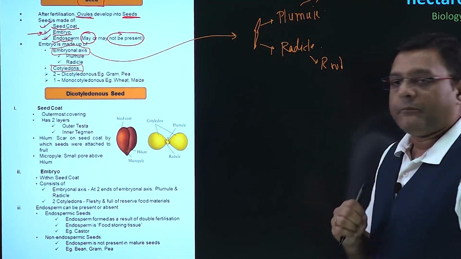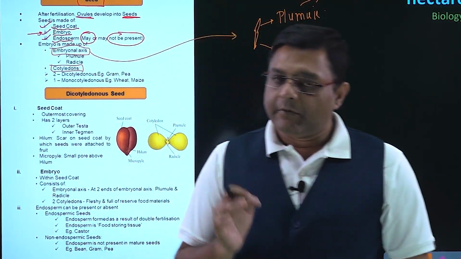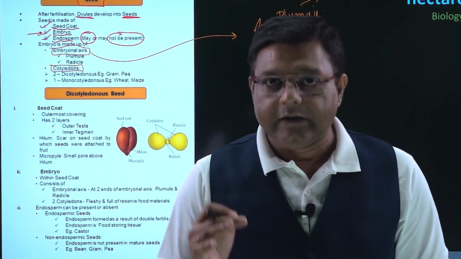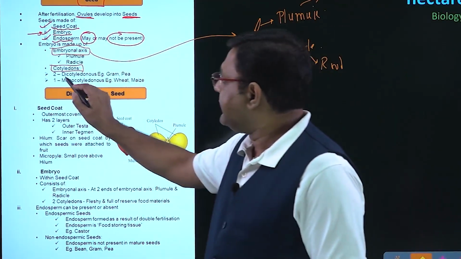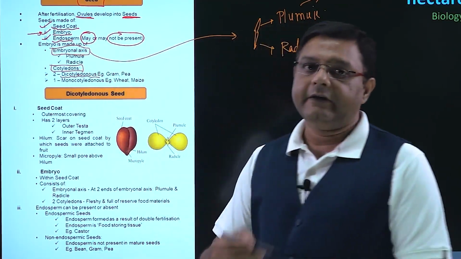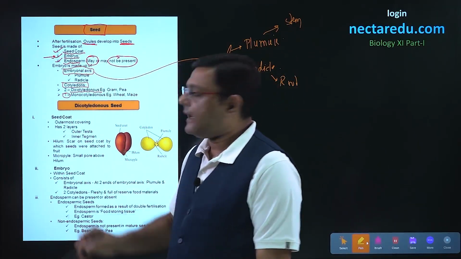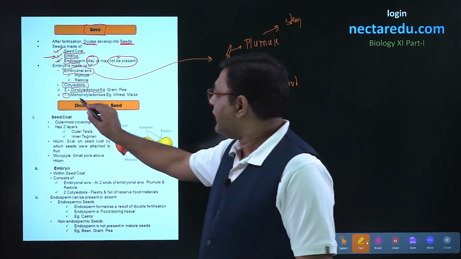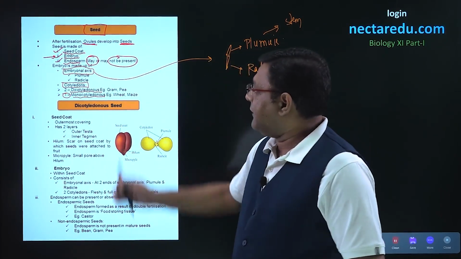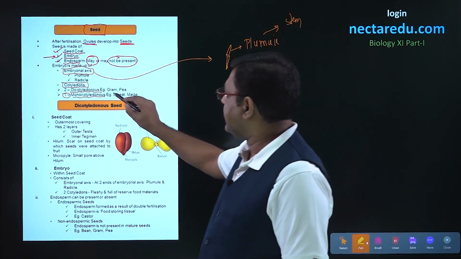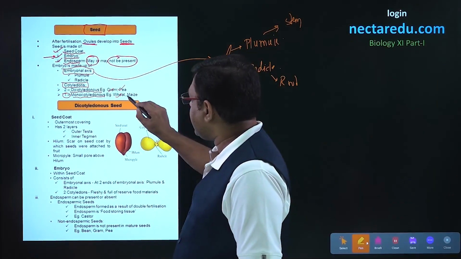Now, after this embryonal axis, there can be cotyledons. The number of cotyledons can be 2 in some seeds. If the number of cotyledons is 2, we call it dicotyledonous, or in short dicot seeds. And if the number of cotyledons is just 1, we call it monocotyledonous or monocot seed. Examples of dicot seeds are gram, pea. Examples of monocot seeds are wheat and maize.